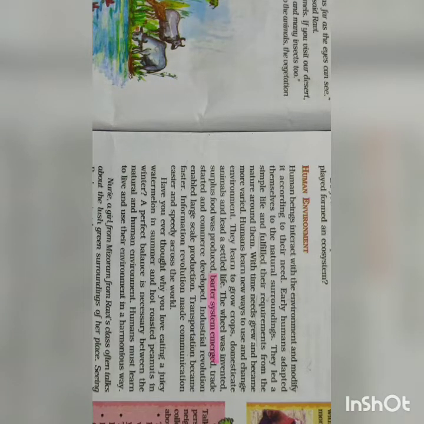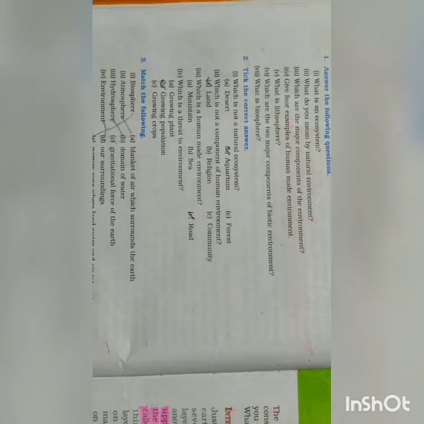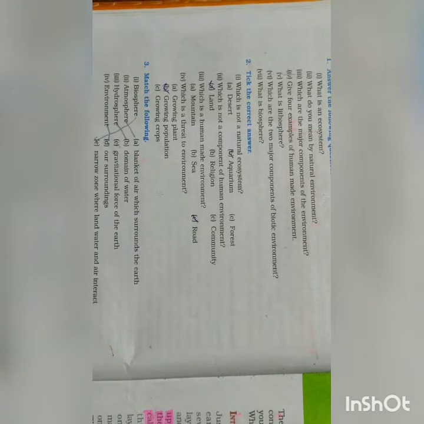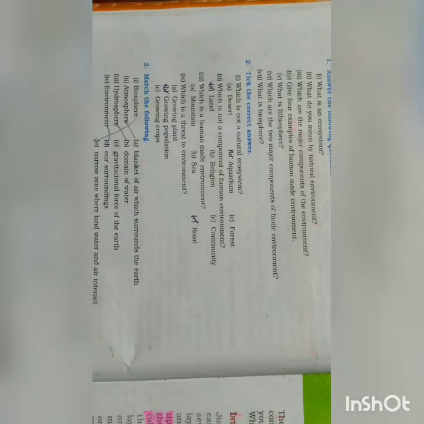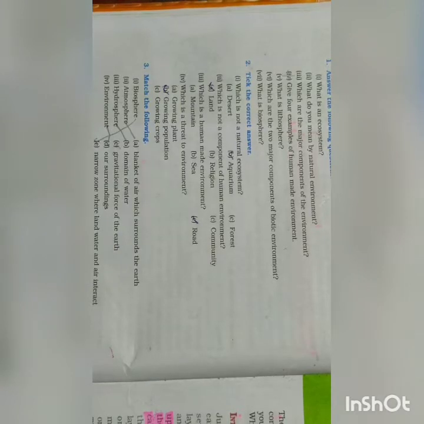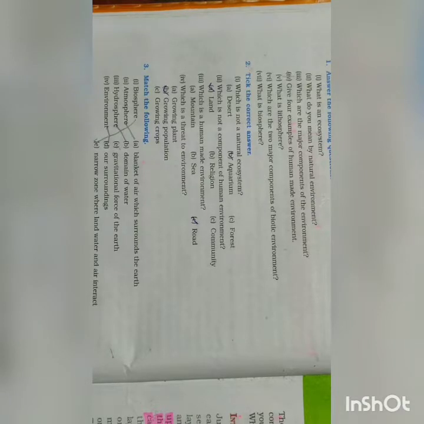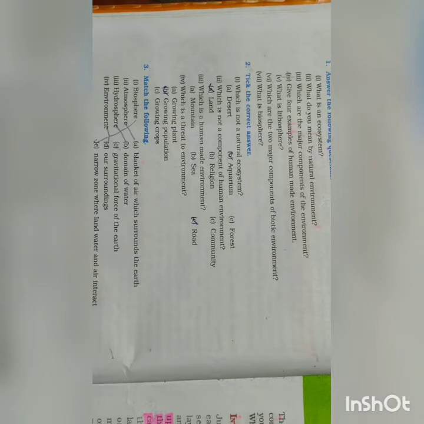So now we are going towards the book exercise. In the exercise, question number 1 says answer the following questions. That answer I am going to give you a little bit later. Coming to the next, tick the correct answer. Question number 1: which is not a natural ecosystem? Desert, acronym, or forest. As we know that desert and forest are natural only, so acronym is the correct answer.